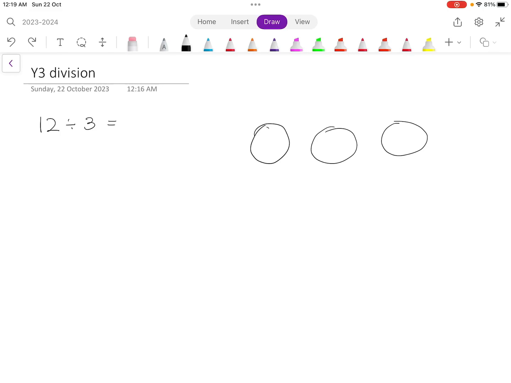So look at this, yeah? I have 12 items. In each group, I'll start with putting 1. I'll be using 1, 2, 3, 4, 5, 6, 7, 8, 9, 10, 11, 12. So I'm using all 12 and I was able to put 4 in each group. So the answer of 12 divided by 3 is 4.